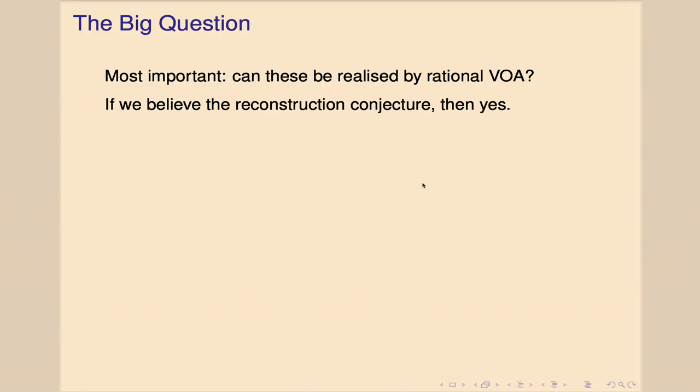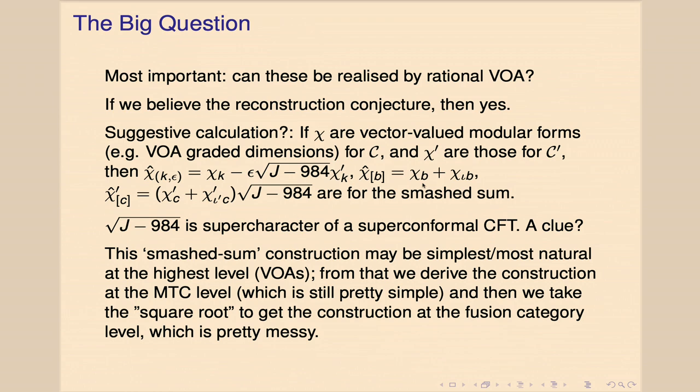Well, if you believe in the reconstruction conjecture, and as I say, more and more people are tentatively leaning that way, then you believe that these exotic modular tensor categories are realized by exotic VOAs. That's a cheap answer, so let's try to go a bit further. Here's a suggestive calculation. I don't know what this calculation means at all, but it's true.